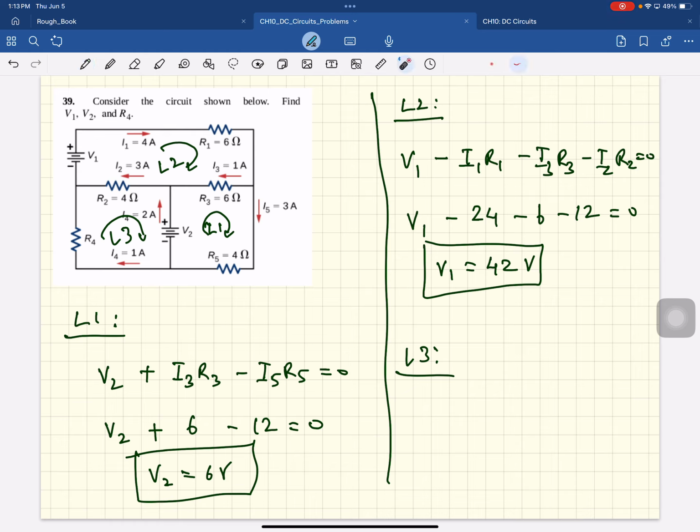So we're going to start here. I4 R4. So minus I4 R4 plus I2 R2 minus V2 equal to 0. I4 is 1, so minus R4. I2 R2 is 12 plus 12. V2 was 6.